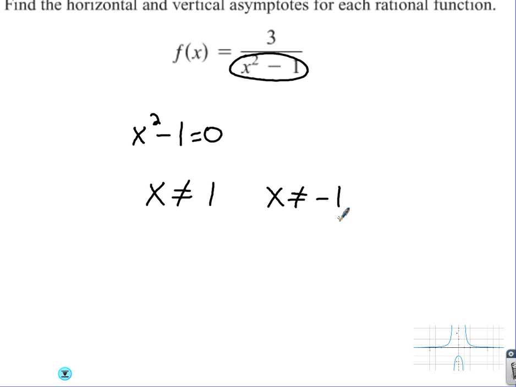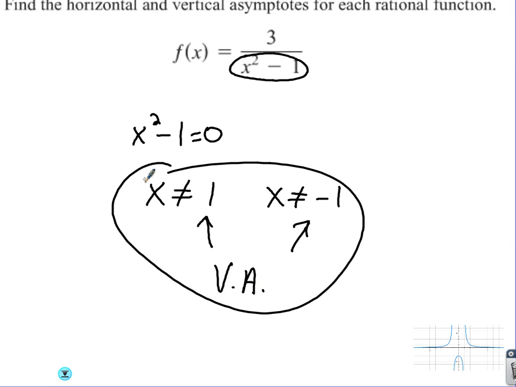And then you ask yourself, are those vertical asymptotes or are those holes? If I factored this into x plus 1 and x minus 1, will either one of them cancel? No, so these are both vertical asymptotes, or VAs. So you have vertical asymptote lines at -1 and at +1. Next, let's find horizontal asymptotes. There are no holes, because nothing is a factor of the bottom and a factor of the top where it would cancel.